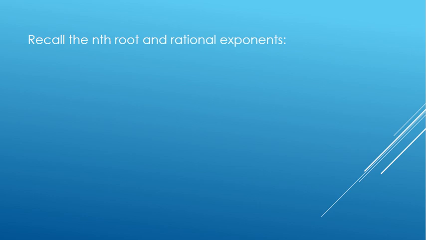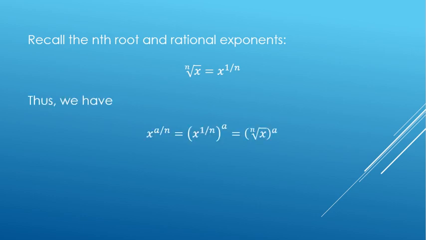So just a quick recap of the nth root and rational exponents. We can take the nth root and write it as a fractional or rational exponent. Saying the nth root of x is the same thing as saying x raised to the power 1 over n. So if we have any fraction of the form a over n as the exponent of our variable x, by properties of exponents, if you take something that's raised to a power and you raise that whole thing to some other power, then you are multiplying those two powers.